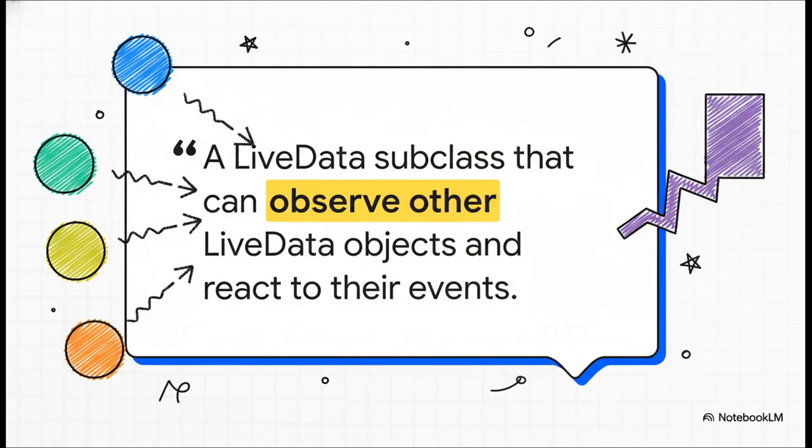So what happens when your UI depends on more than one stream of data? What if you need to combine things? Well, that is exactly why MediatorLiveData exists. This quote from the official docs nails it. It's a special live data that can listen to other live data sources.